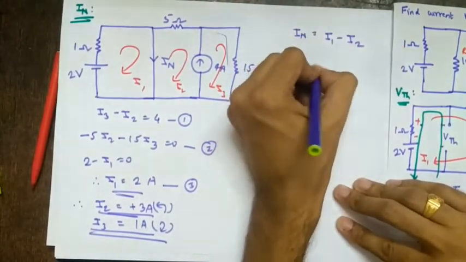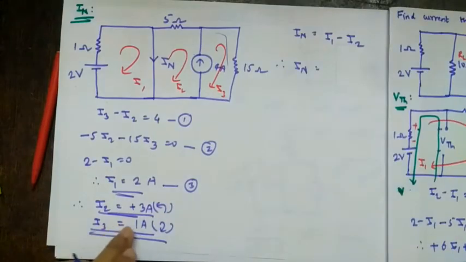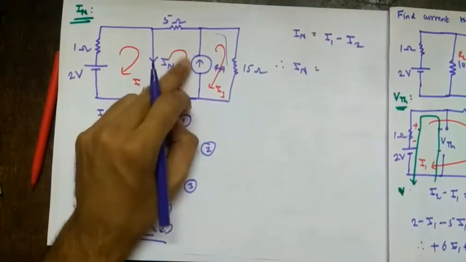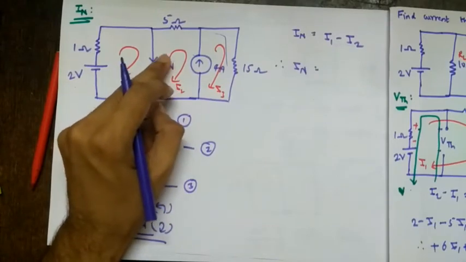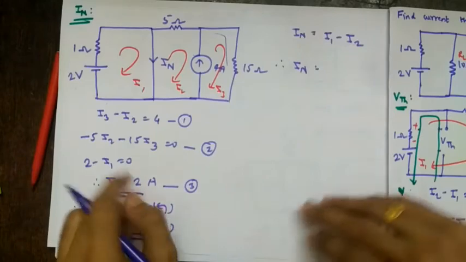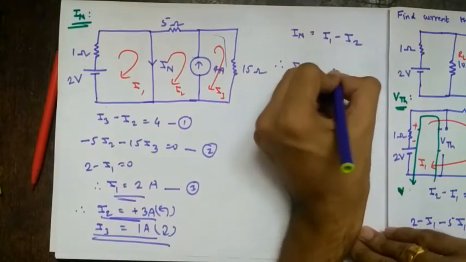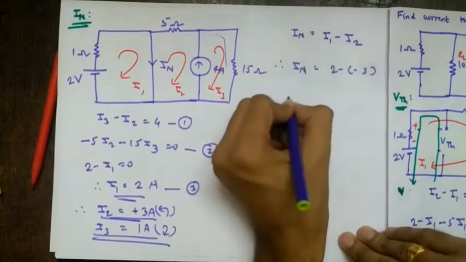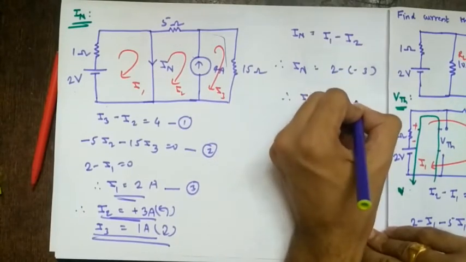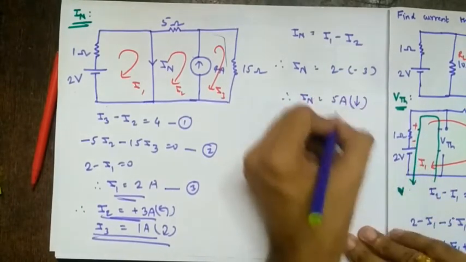Therefore IN equal to... So again there is a question, we have to take I2 as plus 3 or minus 3. We have written this considering anti-clockwise sign, so we have to take clockwise sign. For clockwise it will be minus 3. So I1 is 2 minus of minus 3. Therefore IN equal to 5 amperes going downwards.